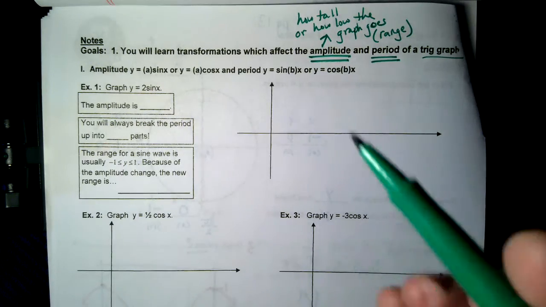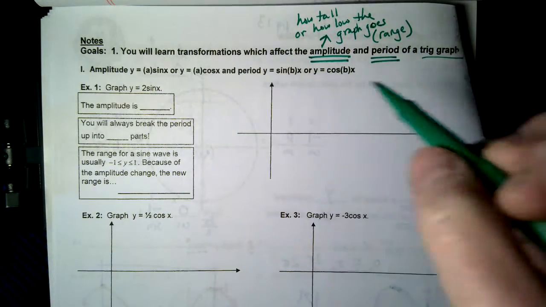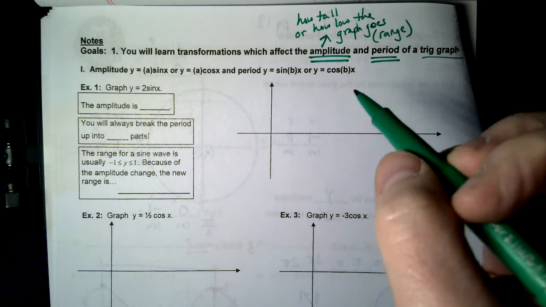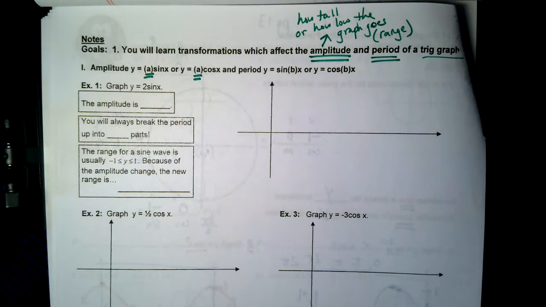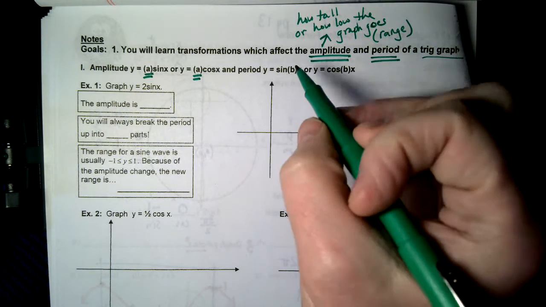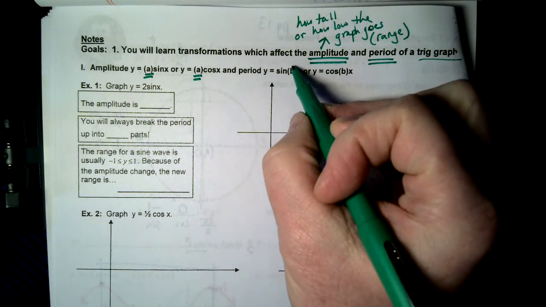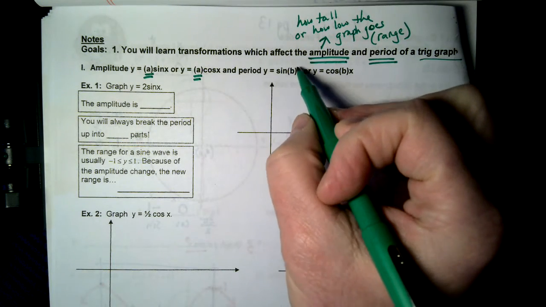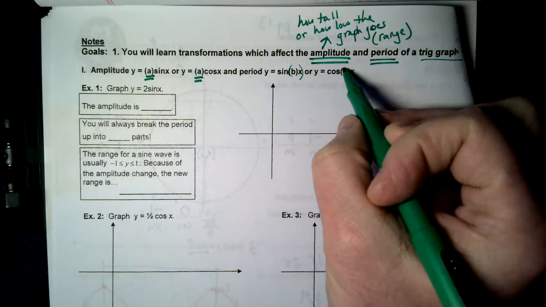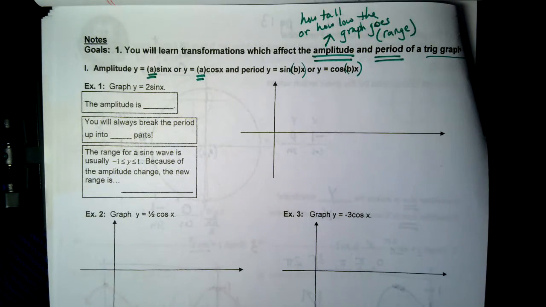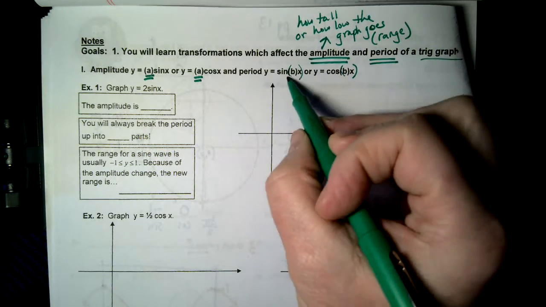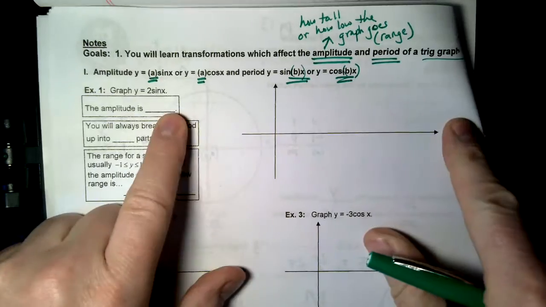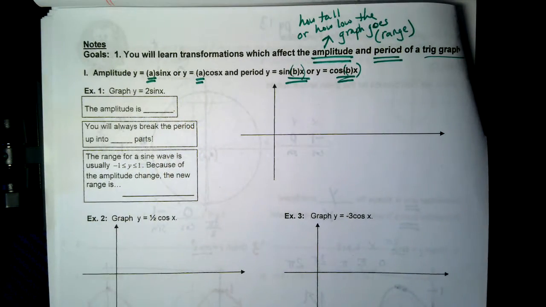The amplitude changes for sine and cosine if you multiply out in front of sine and cosine, then the amplitude will change. If you multiply with x, it usually won't look like parentheses. It'll almost look like it's together with the x, rather than a b times an x. But if you multiply with the x, not in front of sine, not in front of cosine, but with the x, then that's going to change the period length on the inside of this.